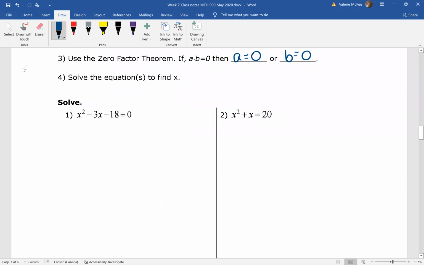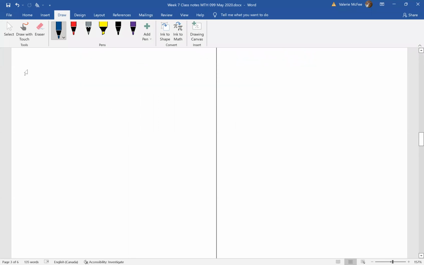x squared minus 3x minus 18 equals 0. Step 1, make sure one side is equal to 0. We have that. Step 2, factor completely. Now your factoring work should be rough paper work. I don't want to see all the work that you do for factoring. So down here at the bottom, let's take a look at this.